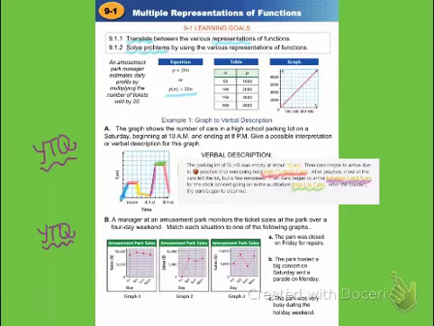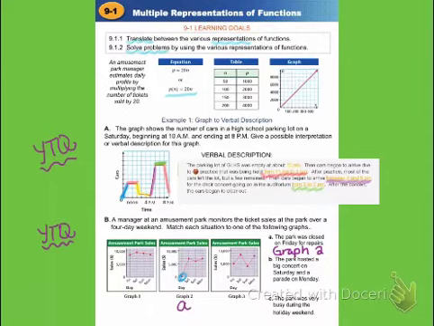Okay, so the first description was the park was closed on Friday for repairs. Well, clearly that must be associated with graph 2. So graph 2 is A. And the reason why I know that for a fact is if you notice this point right here on the graph, Friday is at 0. So the park was closed. There were no ticket sales at all on Friday. So that was a big clue there that had to go with graph 2.